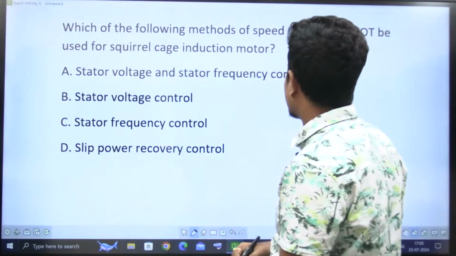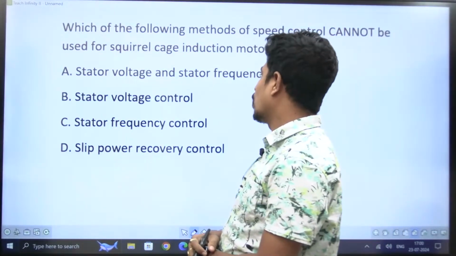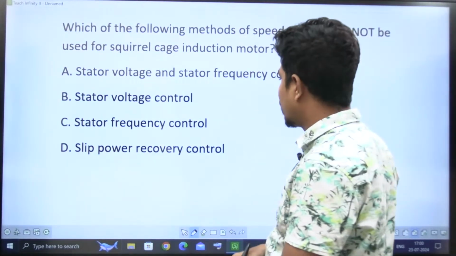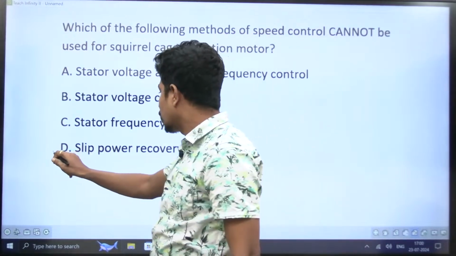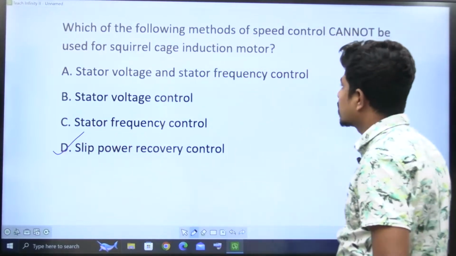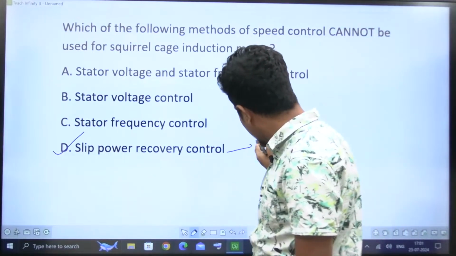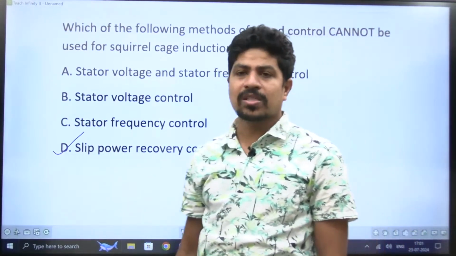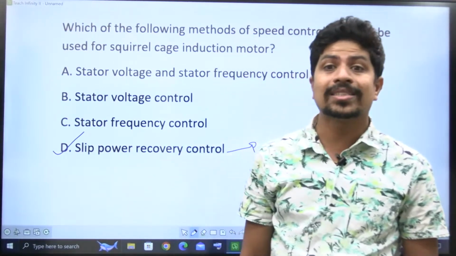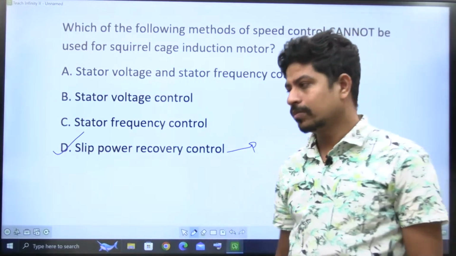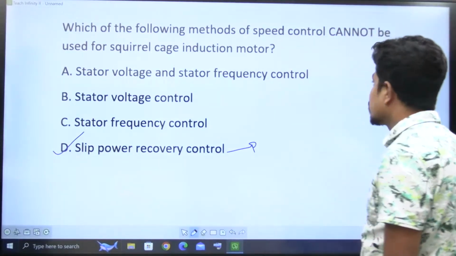Stator voltage and stator frequency control, yes, can be done. But slip power recovery control cannot be done. Why? In a squirrel cage induction motor, you do not have the provision to access the rotor.